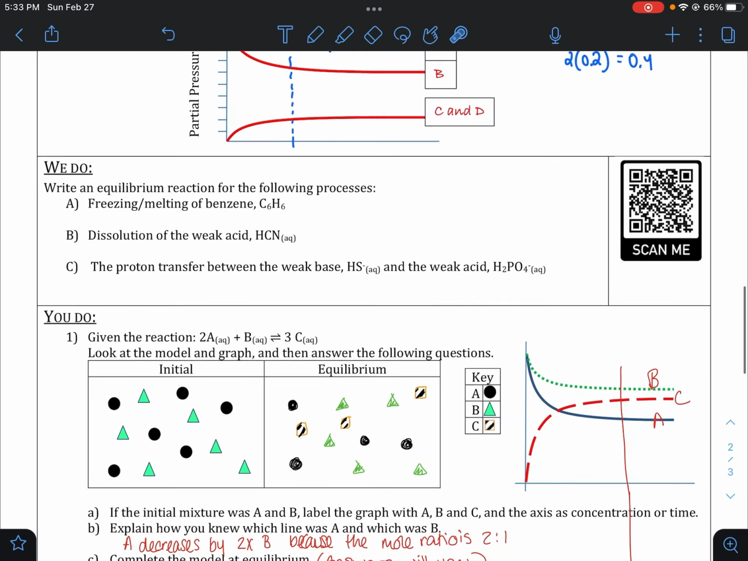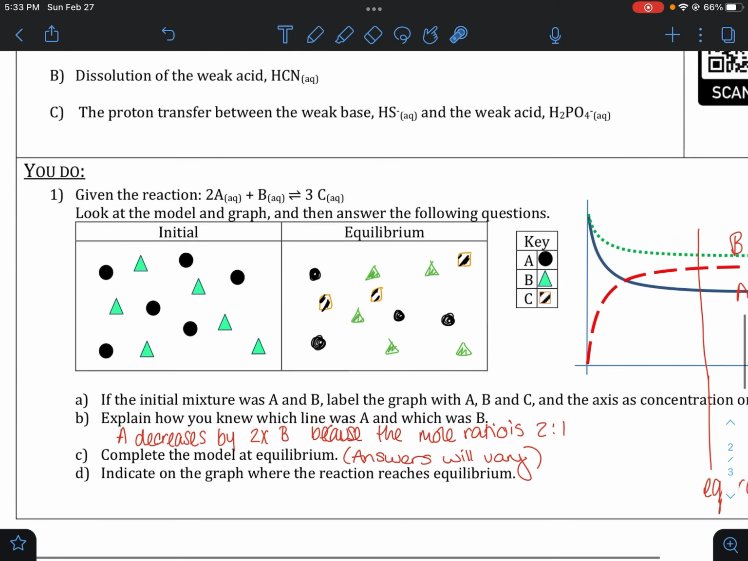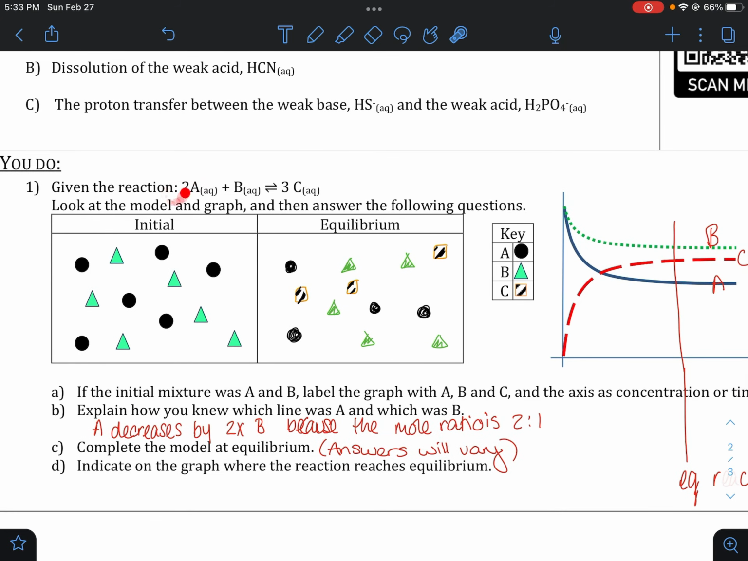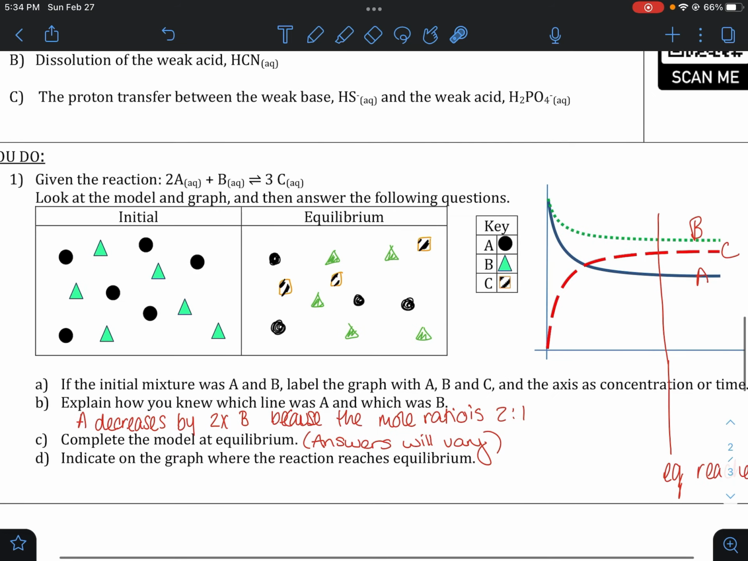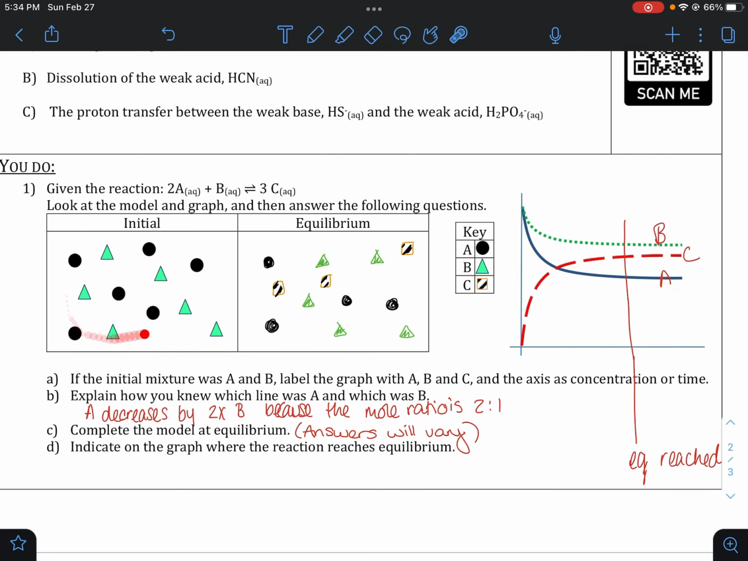Now, question number 1 of the You Do's. Looking at the reaction, again, make sure it's balanced: 2A plus B goes to 3C. Look at the model and the graph and answer the following questions. If we look at this model, we have 6 A's and 6 B's, so we start with the same concentration.